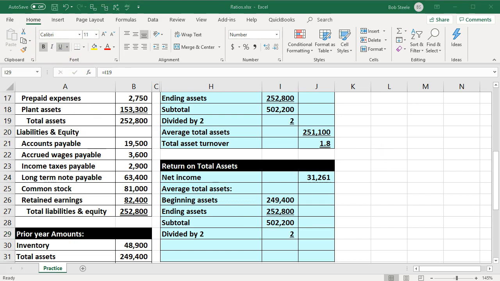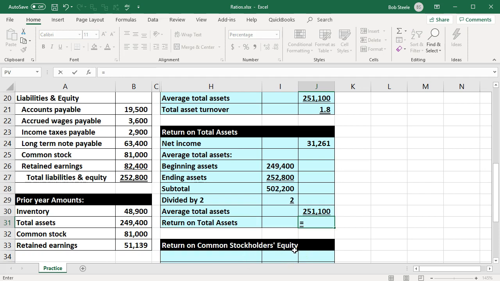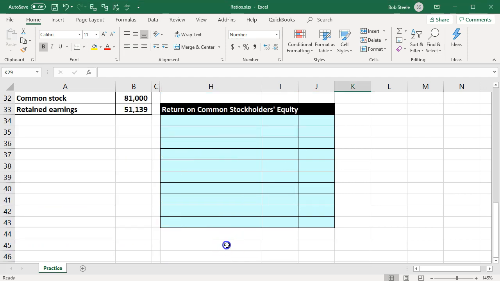And then we'll pull this out to the outer column now. So now we're going to say the outer column is the average total assets, which is equal to the 502,200 divided by the 2, which is the 251,100. And then we can, of course, calculate the return on total assets, which will be equal to the 31,261 over the 251,100. And we're going to get a return on the total assets of the 12.4%.